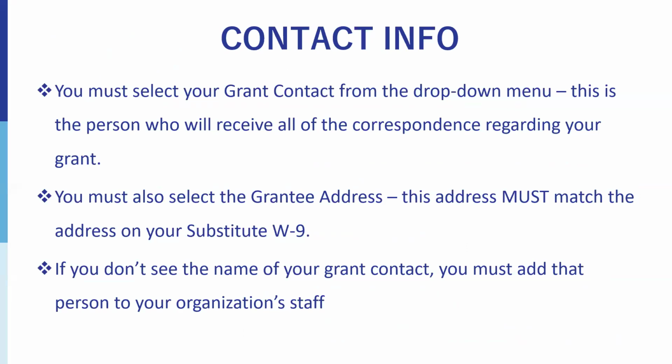The last thing we do with the contract details is select a grant contact who will be responsible for all of the correspondence about this grant. This person needs to have a phone number and an email. If your grant manager doesn't see the person you designate on the system, you will need to add them. We'll go over that on the next slide. Your address will also appear on the contract. It needs to match the address on your substitute W-9 form.